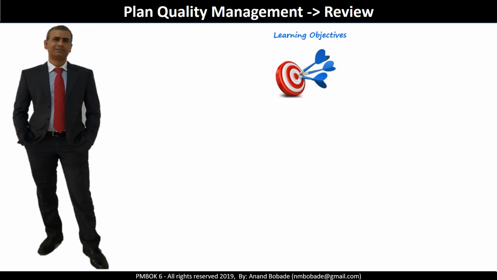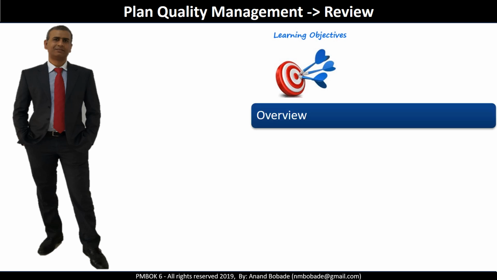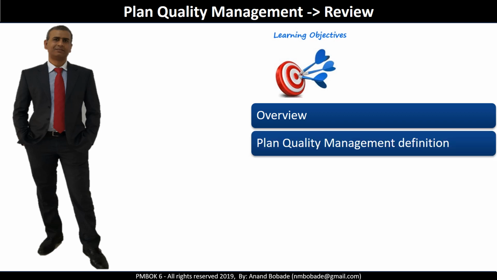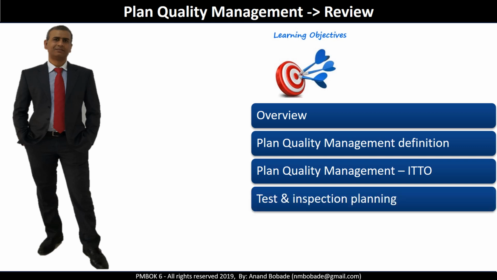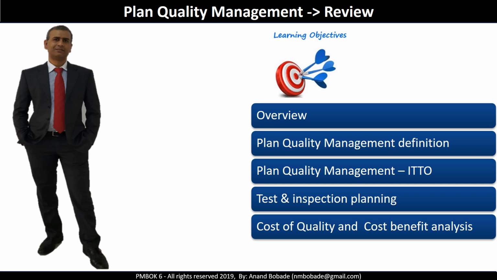Good job! You have completed the plan quality management process. Let's do a quick review. We started with an overview to understand why quality planning is so critical. We talked about the plan quality management definition, went through inputs, tools, techniques and outputs, and learned what we mean by test and inspection planning. We talked about cost of quality, cost benefit analysis, and then we went into details of the quality management plan and learned quality planning is a continuous process. Thank you.